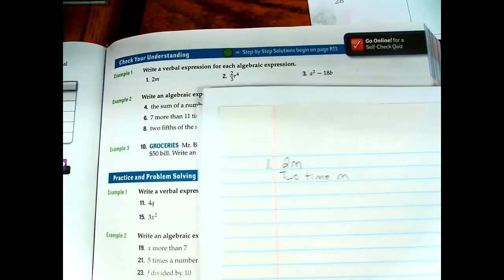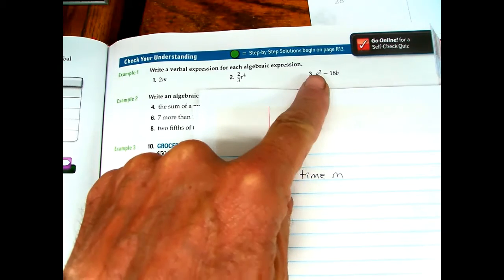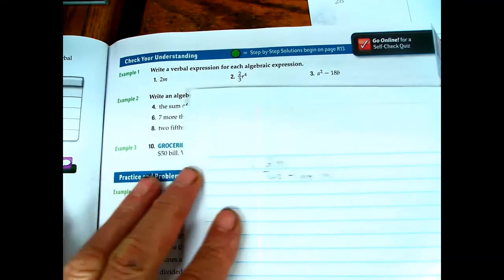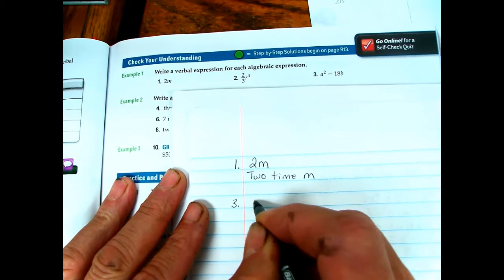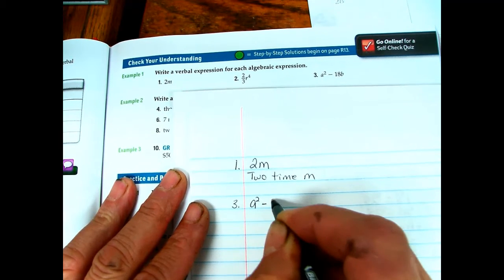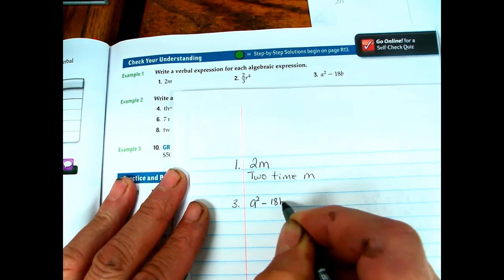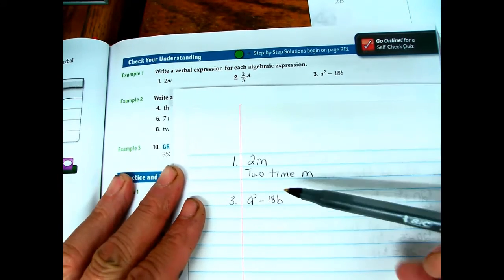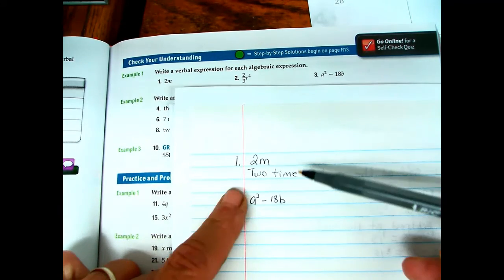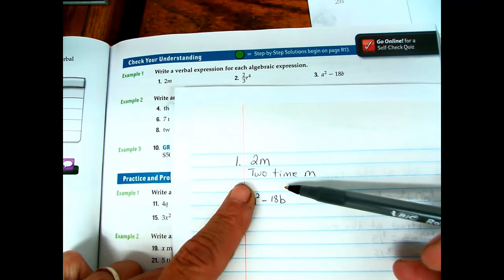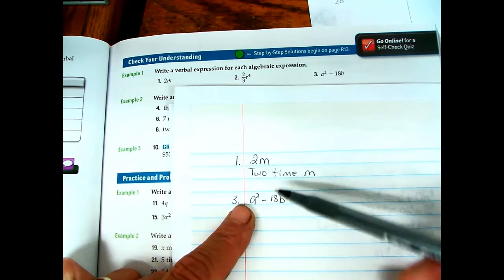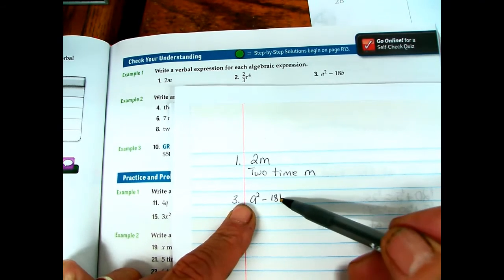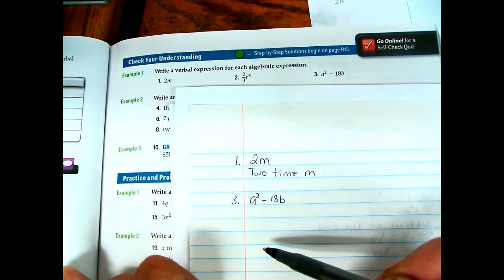Let's look at number 3. A squared minus 18b. So here's number 3. A squared minus 18b. Now look at how I'm doing my work here. I left a blank line between the first answer and where I begin the second answer. Again, I wrote out the exercise.